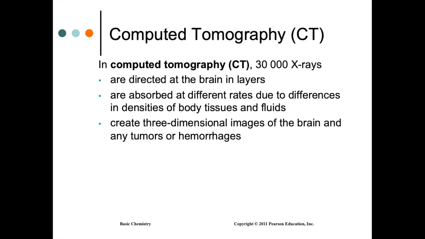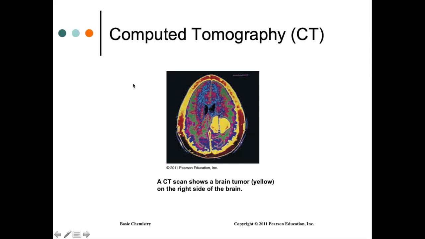Now, this is really useful when you want to see something that has a stark contrast in density. For example, here is a picture of a brain, and here's a brain tumor. The tumor has a different density than the surrounding brain tissue, and therefore it shows up. In this case, a computer program helps color in the different densities to make it easier to see, but basically the tumor shows up here as a different color.